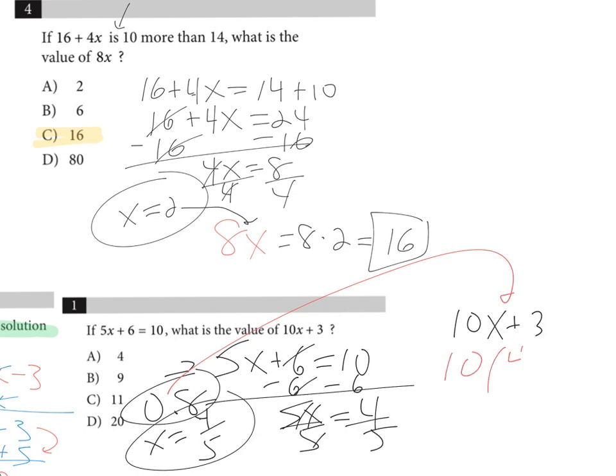I'll substitute in 4/5. 10 times x, 10 times 4/5, plus 3. Here the 5 goes into 10 2 times. So I have 2 times 4, which is 8. I have this plus 3. So 8 plus 3 gives me answer choice C, or 11.